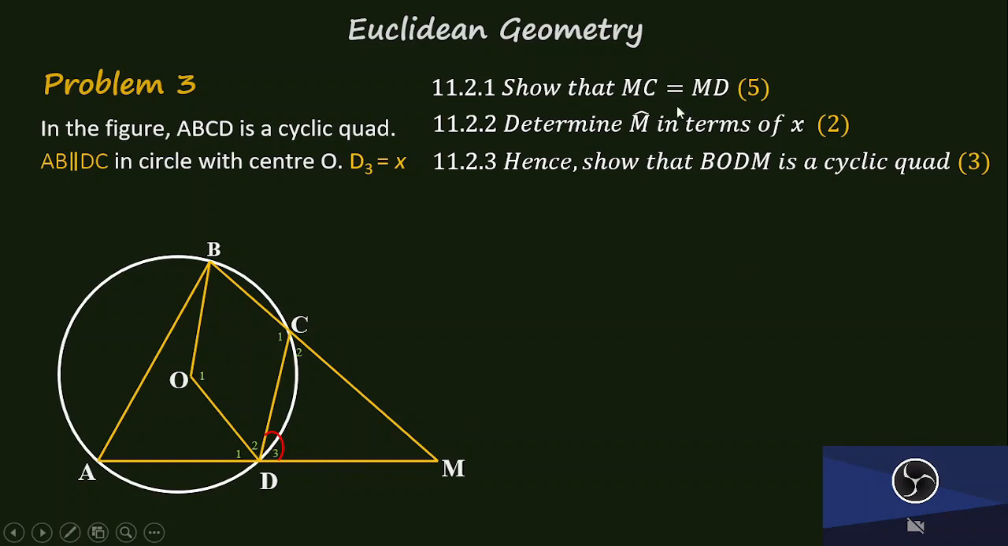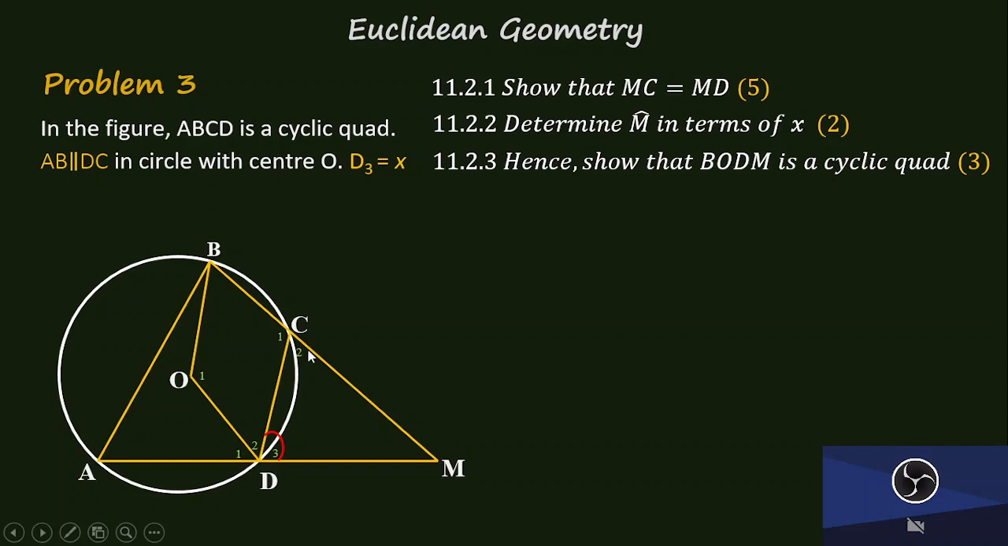Each time you find a question like this where you are asked to show that one side equals the other, remember the isosceles triangle, right? If they want you to show that this side equals that side, they just want you to show that this angle equals that. Remember that the base angles of an isosceles triangle are equal, and the 2 sides of an isosceles triangle are also equal. So if MC equals MD, that means D3 equals C2. So now when they want us to show that MC equals MD, they just want us to show that D3 equals C2. So let's go about doing it.